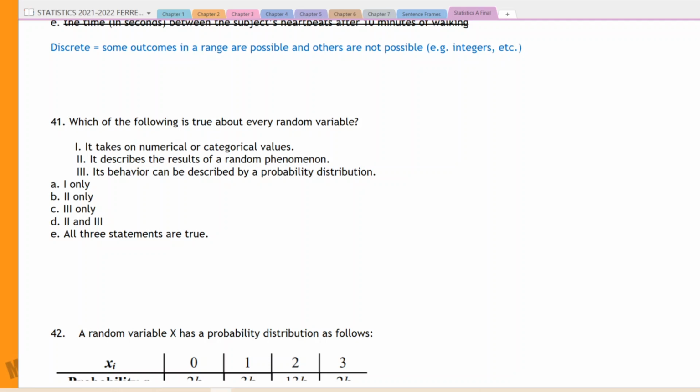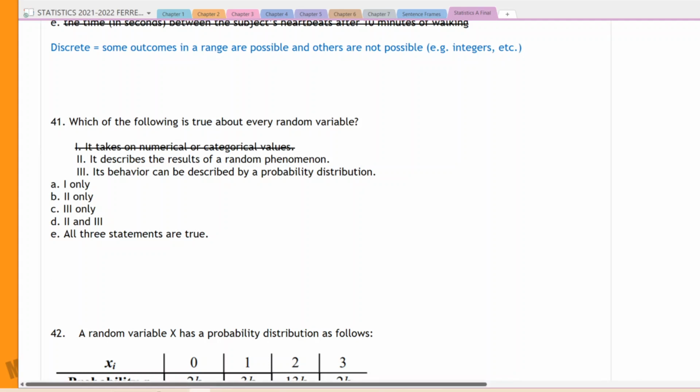So we can just take a look at number 1. It takes on a numerical or categorical value. So that's actually not correct. Random variables have to take on a numerical value. They can't take on any categorical values. So we'll mark that one wrong, and we'll also mark anything that includes number 1 as incorrect.